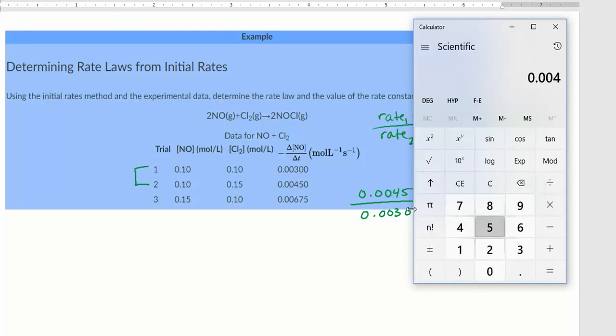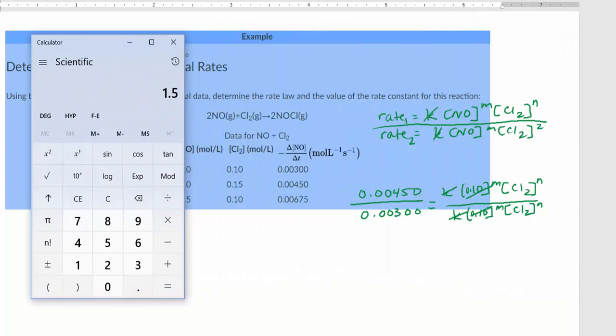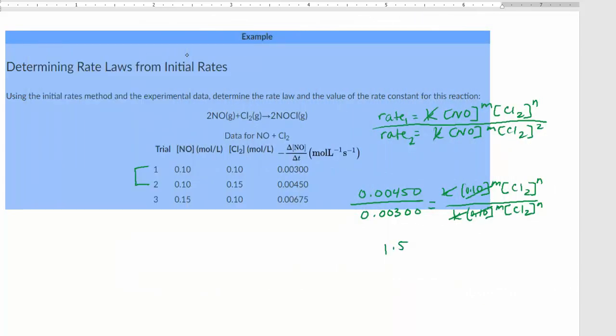And that's going to be equal to the chlorine ratio raised to a power. Using trial 2 in the numerator, that's going to be 0.15. Trial 1 in the denominator is 0.1. So I take that ratio, and that's also going to be 1.5, but it needs to be raised to the power of n.